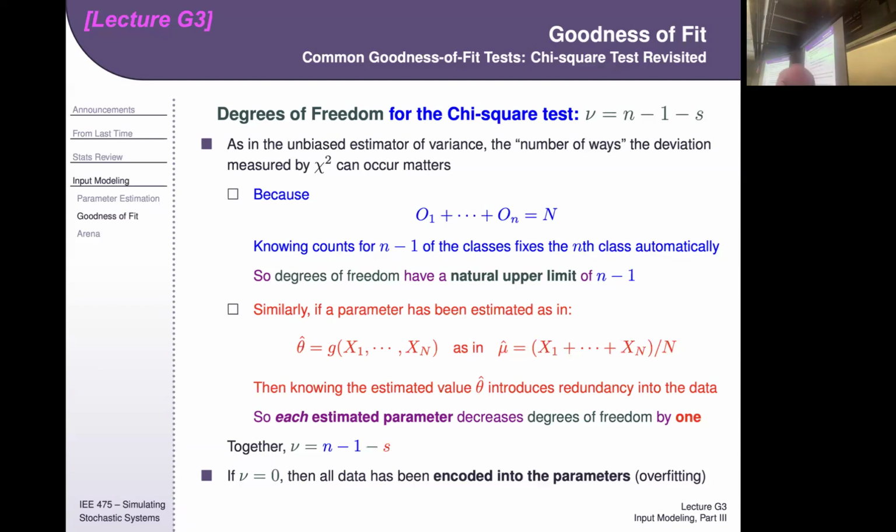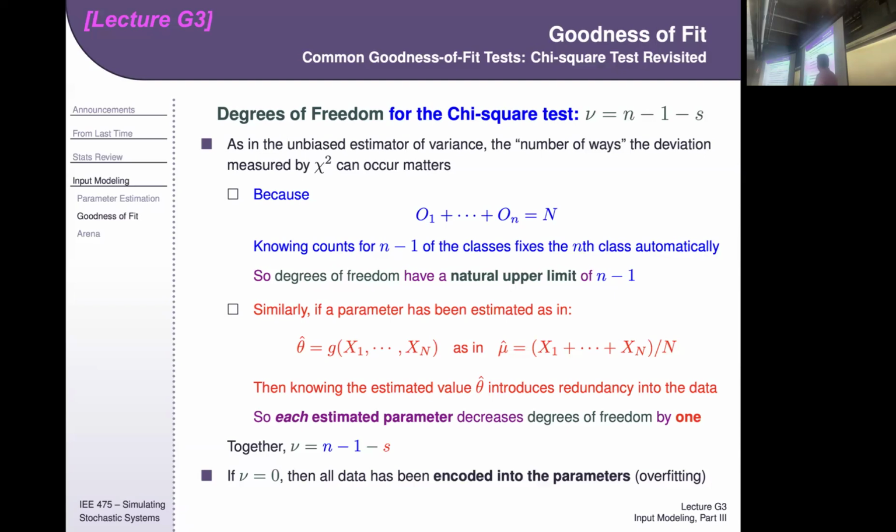And that's the reason why the total degrees of freedom for a chi-squared test is: you start with the total number of bins, you subtract 1 because they have to add up to the total number of samples, and then you subtract however many estimated parameters, because each one of those loses an independent degree of freedom as well. So that's where that comes from.